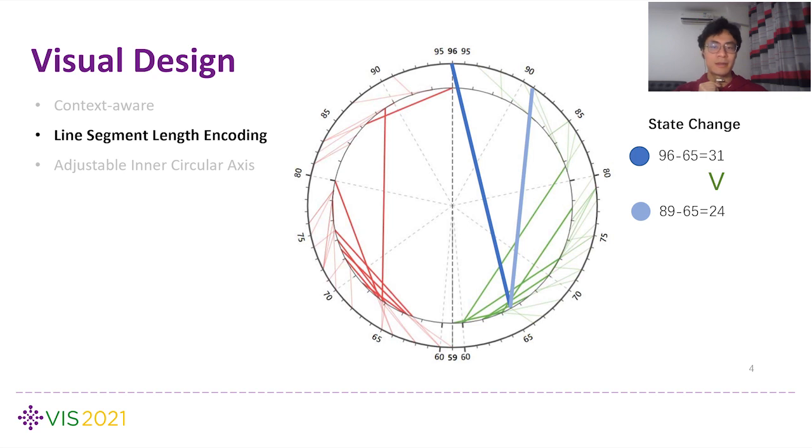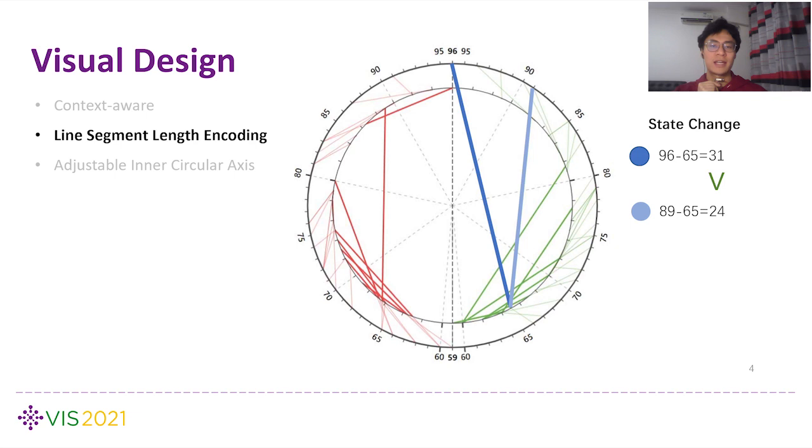Second, it encodes the state change dimension by an effective visual element, the line segment length. In this example, the line in dark blue means that the value of its item is rising from 65 to 96, and its change quantity is larger than the line in light blue, because the line segment length of the one in dark blue is longer than that of the item in light blue.